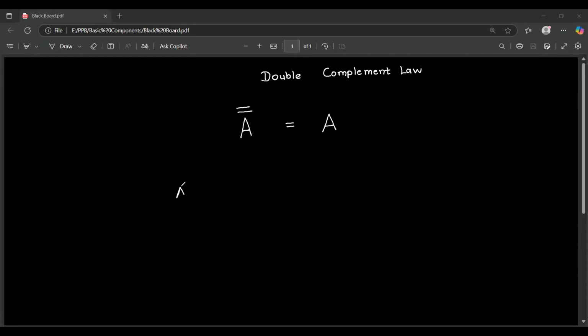Let's say we have A here, and we are sending it through a NOT gate. So what will you get? You'll get A bar. And if you send it through another NOT gate, you are reversing it back. So it will be A, but let's say this is A double bar because we are increasing the number of bars. So let's look at the truth tables.